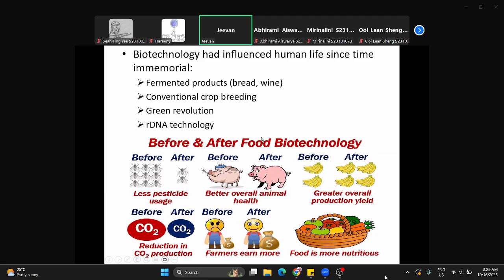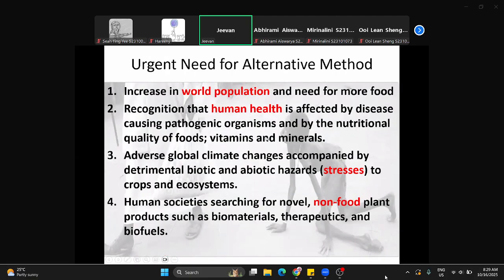So these are examples of how biotechnology is helping in the food industry. Here we have an urgent need for alternative methods in crop biotechnology, in crop science or agriculture fields. Why? The world's population keeps on increasing, meaning we need more food to supply the growing population. So we have to come up with new ways to improve food production.